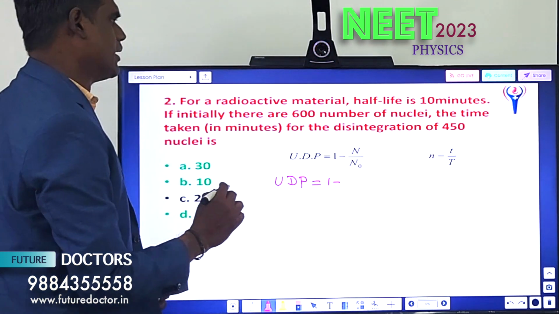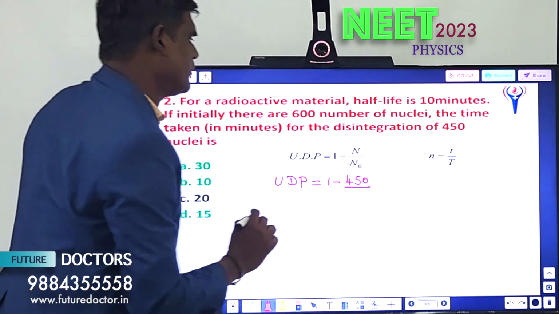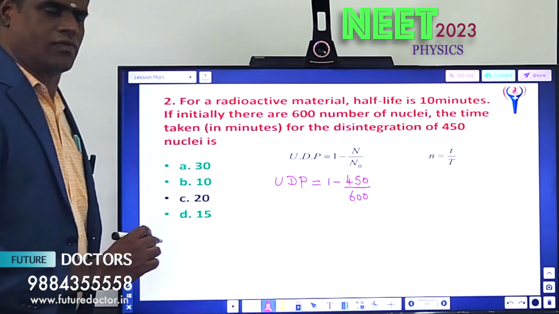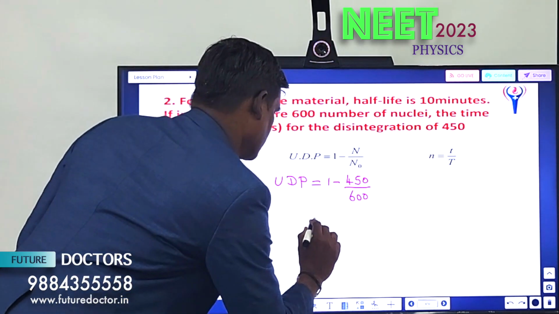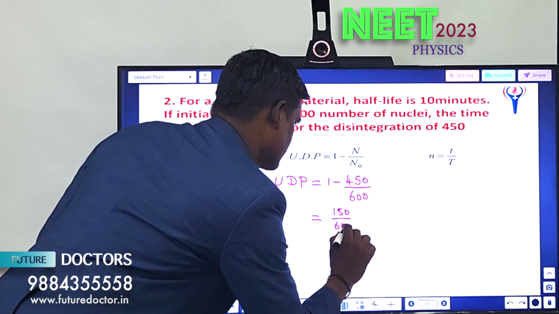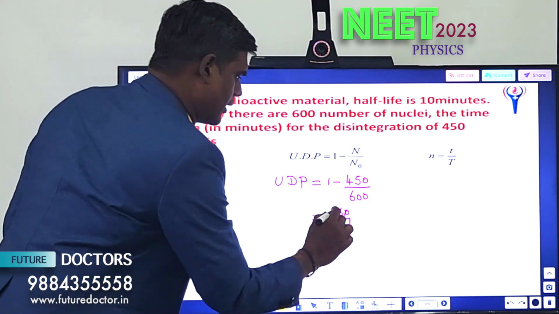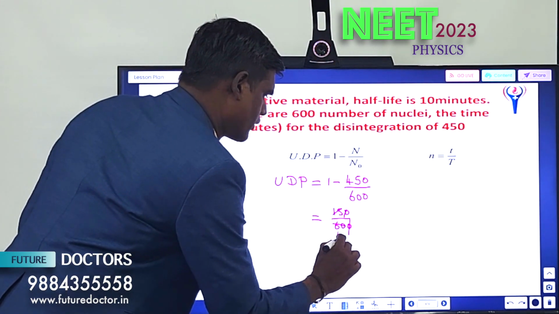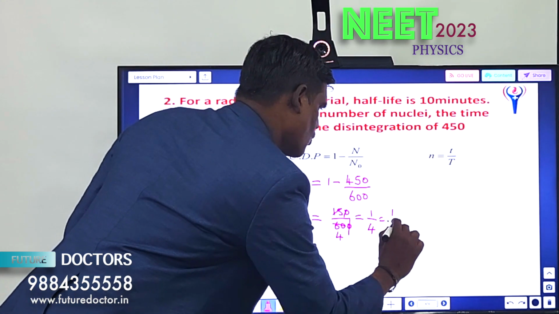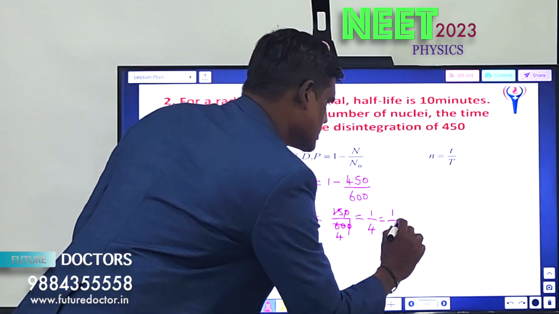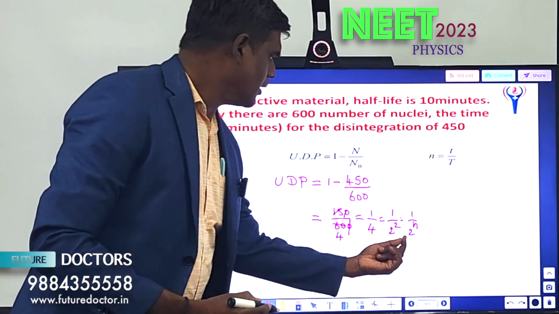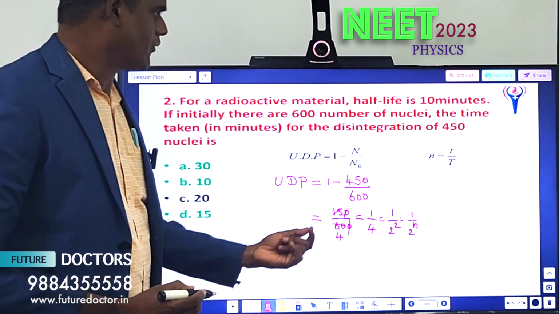Then undecayed part equal to 1 minus N, 450, divided by N naught, 600. Then 600 minus 450, how much? 150. Then this is equal to 150 by 600. 0, 0 getting cancelled, and 15 4 times. This is equal to 1 by 4. 1 by 4 is nothing but 1 by 2 power 2. And this is equal to 1 by 2 power n. From this we can find this n. 1 by 2 power 2 equal to 1 by 2 power n. From that n equal to 2.